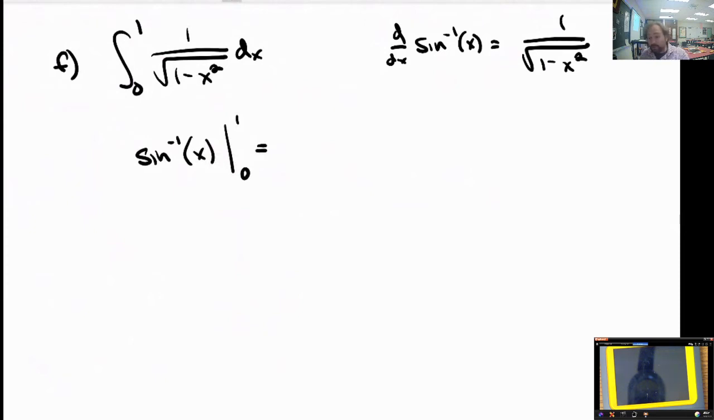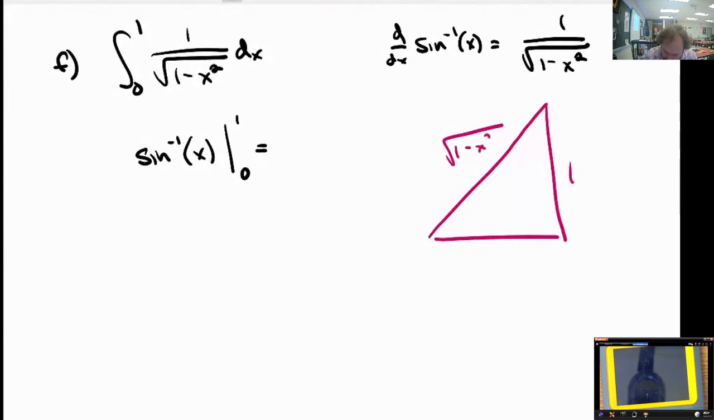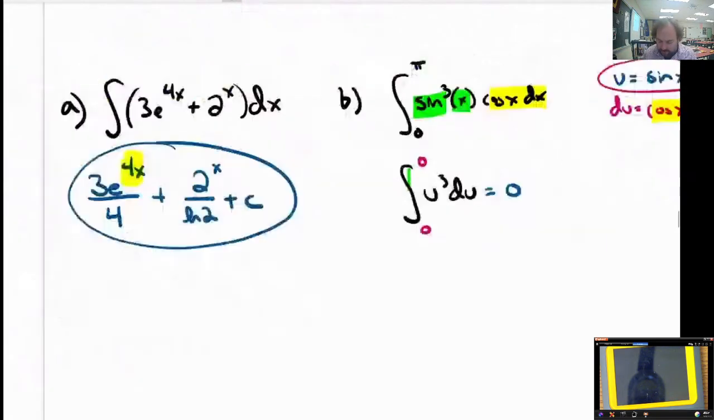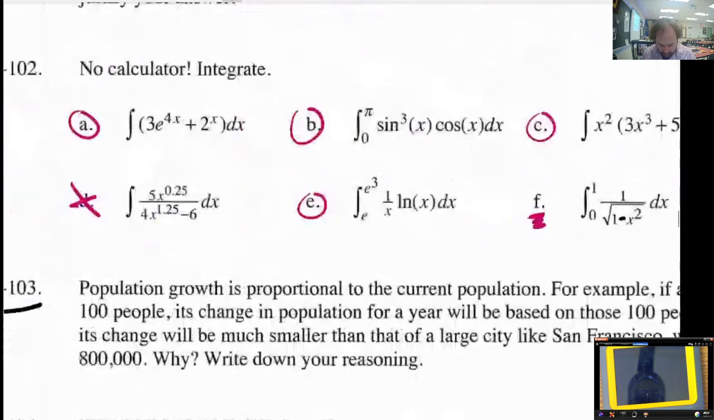If you're a memorizer, you might already have recognized that as one of these. Maybe you can go through the trouble of thinking about, okay, this is 1 and this is the square root of 1 minus x squared, something like that. Sine inverse of 1 is which angle has a sine of 1? That's pi over 2. And sine inverse of 0 is 0, so the answer is pi over 2. You do not need to do this problem for credit, but I figured I'd show it to you anyway just as a heads up, because it showed up on the circuit training yesterday also.